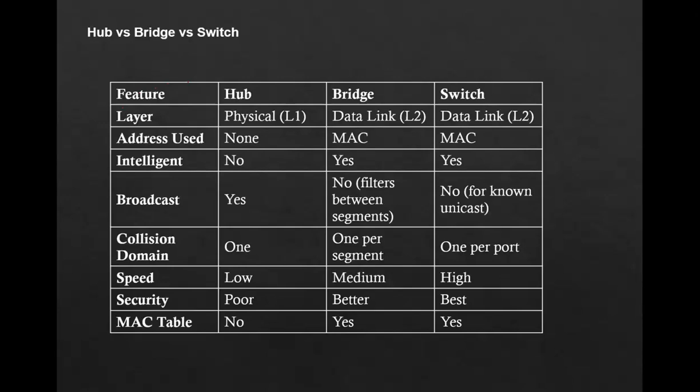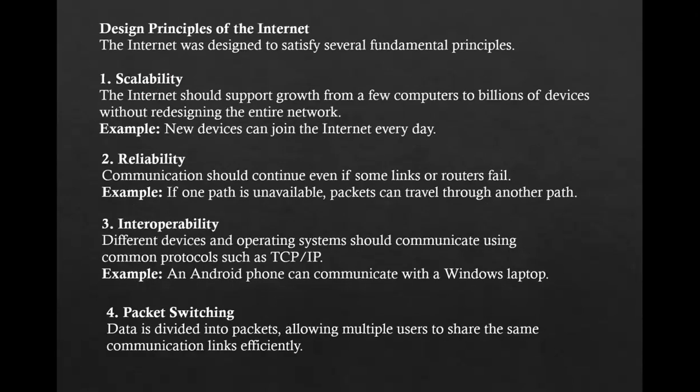What about the speed? Very low for hub, medium for bridge, high for switch. Security, very poor in hub, better in bridge, and best in switch. Does it use a MAC table? Hub, no. Bridge, yes, and switch also uses a MAC table.